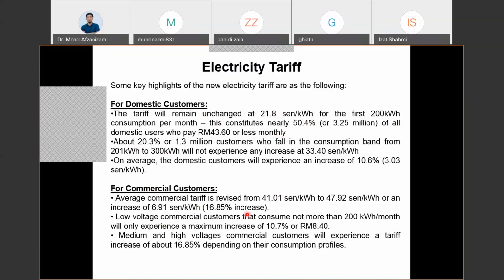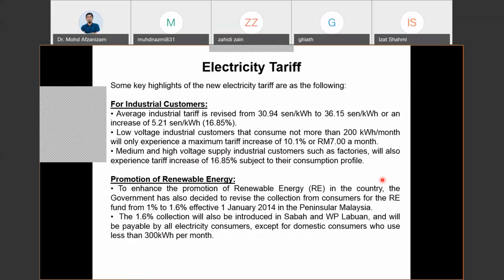And it depends on how much maximum demand you produce. Secondly, how much tariff will be used to charge the consumer. Okay, so need to be careful. For industrial customer and also the promotion of the renewable energy, it is revised from 30 cents to 36 cents for this one.